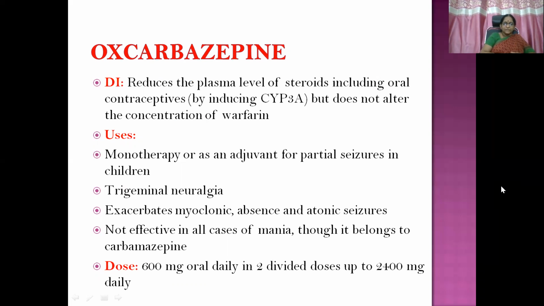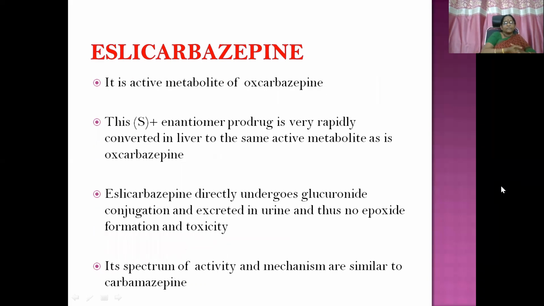Dose is 600 mg orally BD, in 2 divided doses up to 2400 mg daily. Eslicarbazepine. This is the active metabolite of, again, oxcarbazepine. Carbamazepine, oxcarbazepine, eslicarbazepine, metabolite of the next molecule, the earlier molecule. As an enantiomer prodrug, it is very rapidly converted in the liver to the same active metabolite as oxcarbazepine.